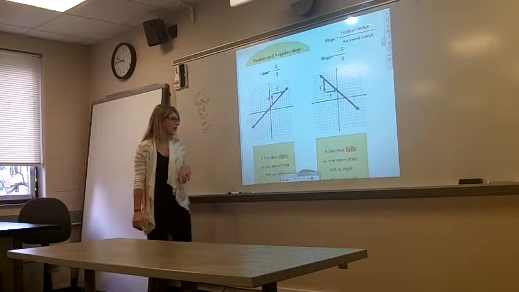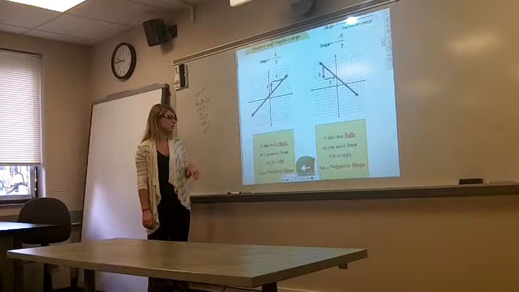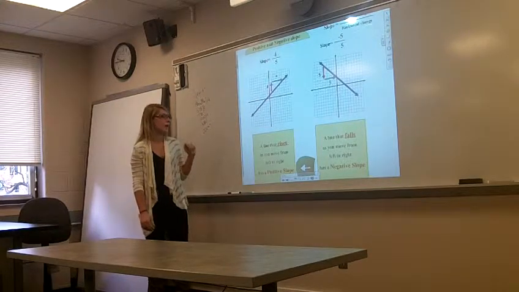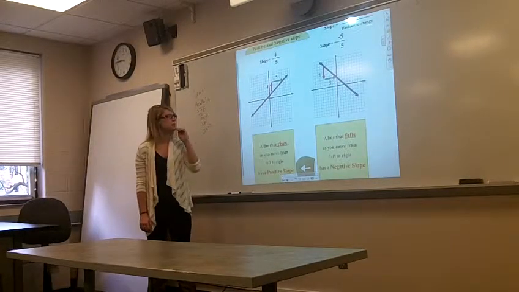Okay. This is just a reminder that a line that rises as you move from left to right is always going to have a positive slope. And a line that falls as you move from left to right is always going to have a negative slope.